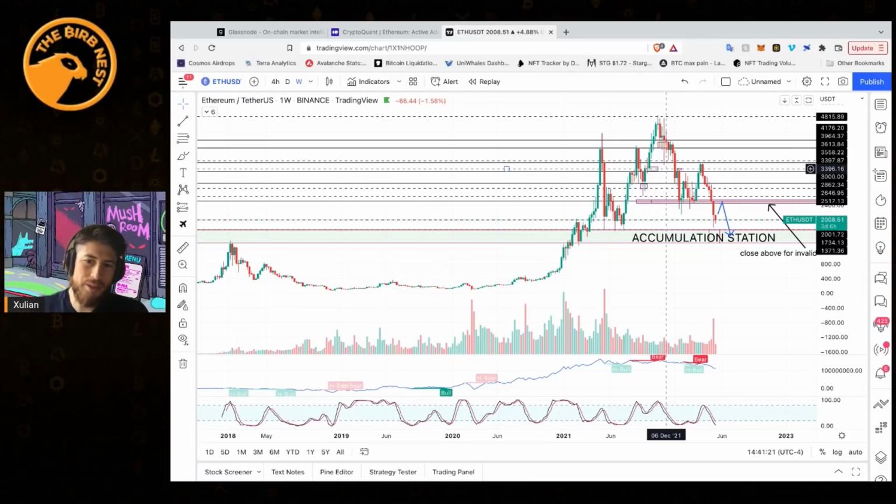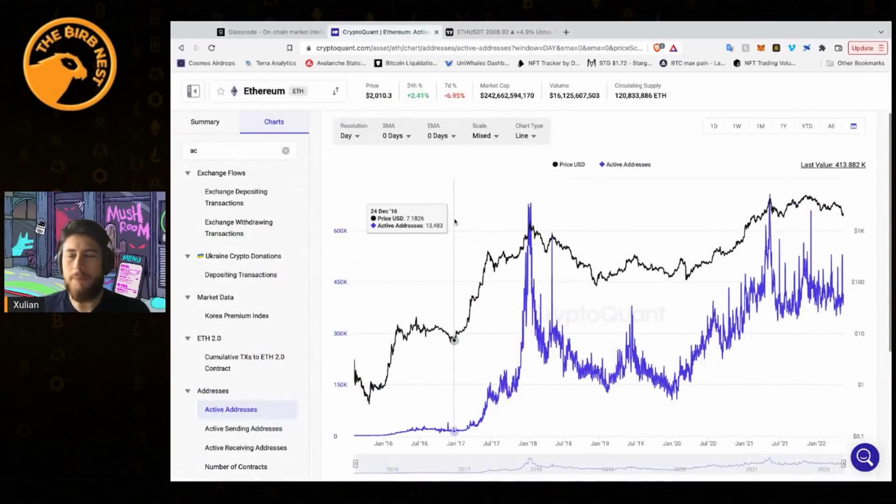So what does this mean? What does it mean moving forward? What's happening? Where should you buy? So let's jump over to CryptoQuant. They have some great information here. On CryptoQuant, we can actually see the long history of active addresses on Ethereum.